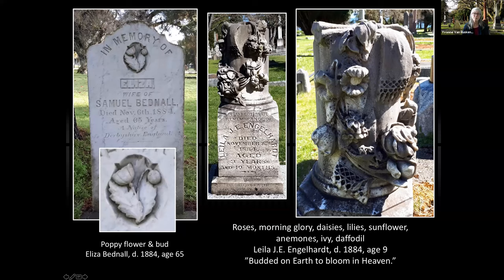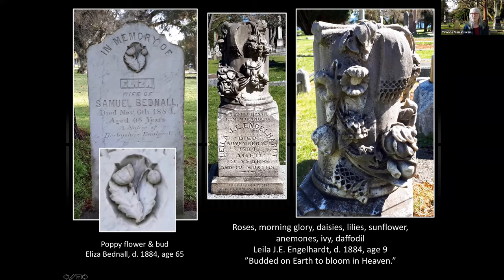And you can see at the bottom a very traditional epitaph for a child's grave, "Budded on earth to bloom in heaven." Often on a child's grave, you'll just find a simple little flower bud carved. And that's what that indicates, of course. The child, like the flower bud, started life, never had a chance to open up and fully flower.